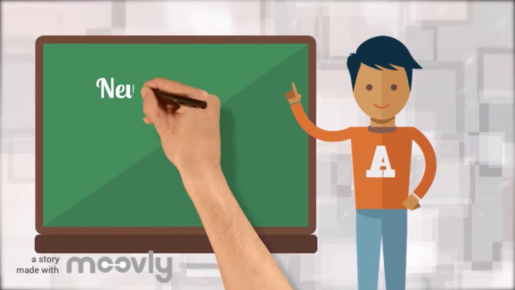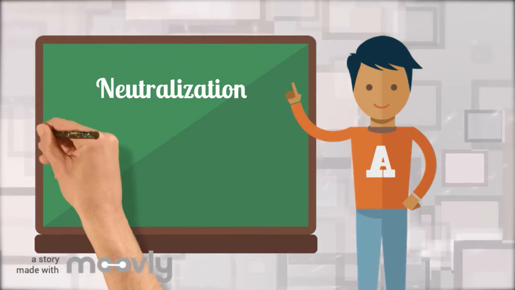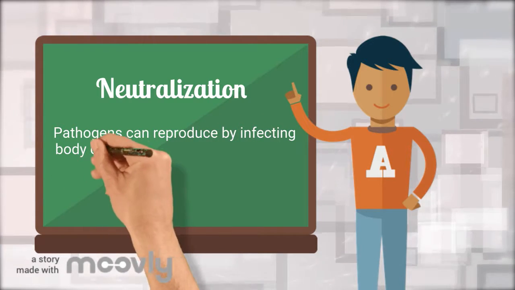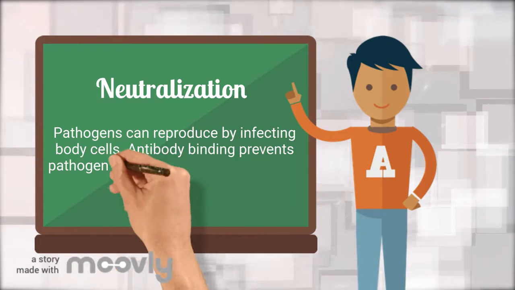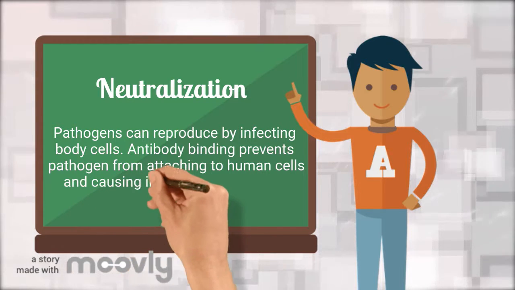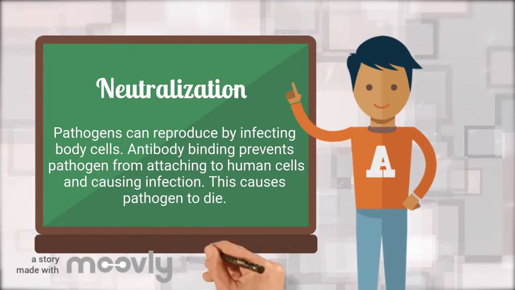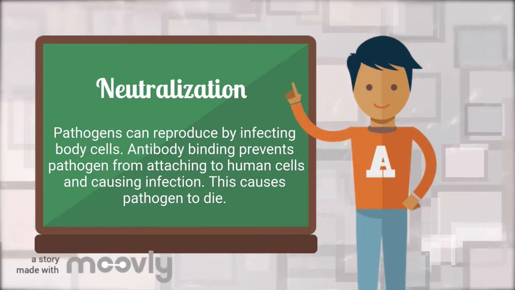Some pathogens reproduce by infecting body cells. When antibodies bind to the pathogen, they form an antibody complex that prevents the pathogen from communicating with other cells. This also can prevent the pathogen from attaching to human cells and causing infection. This causes the pathogen to die off.